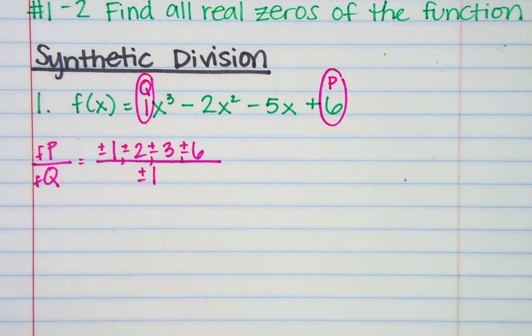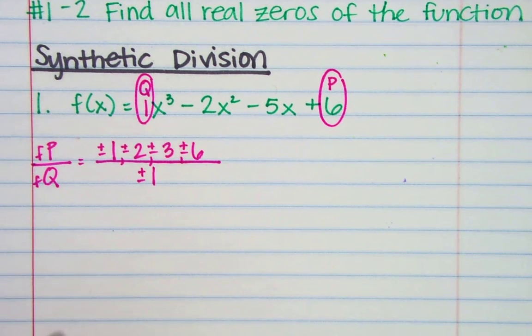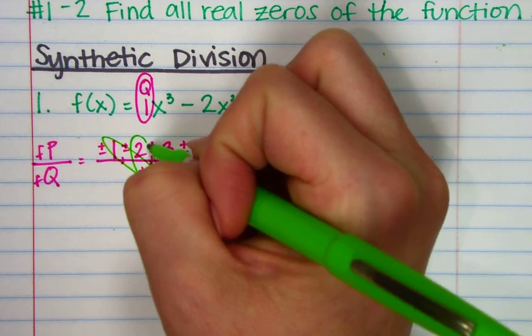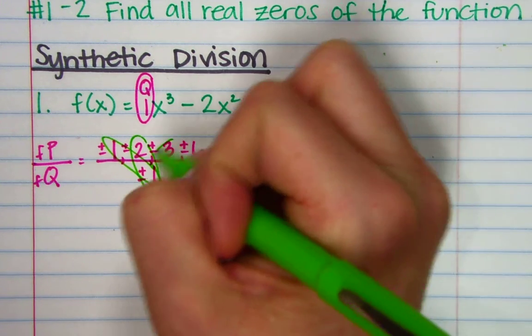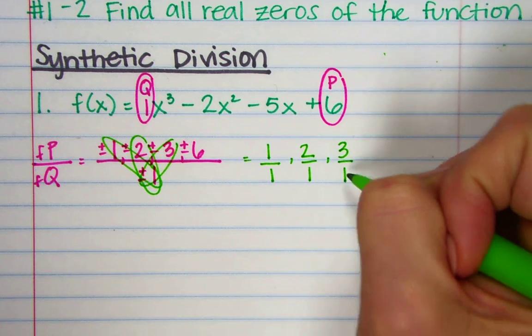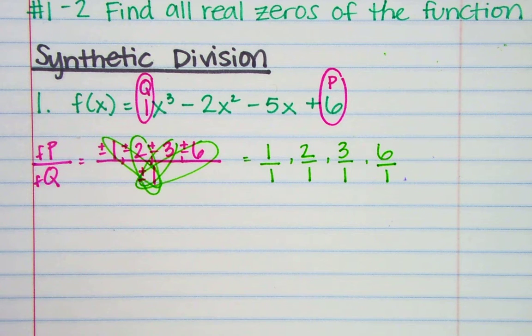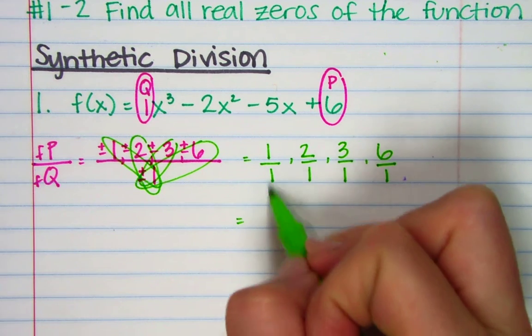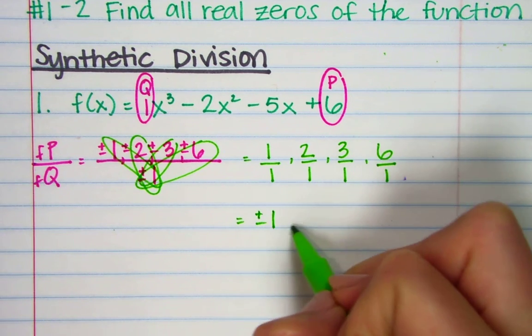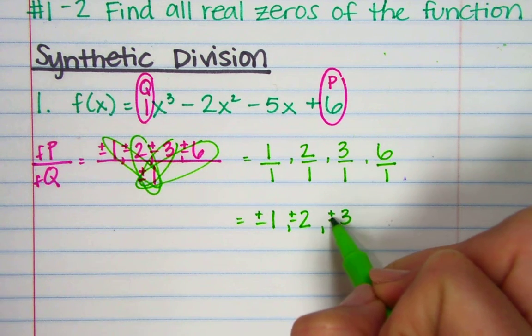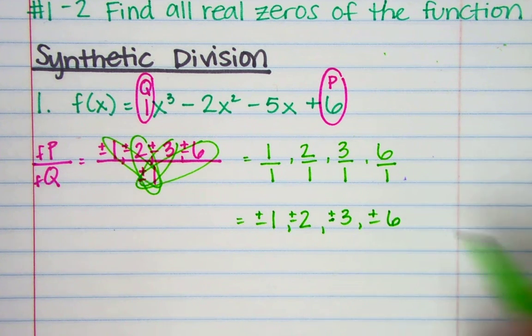Okay, so now to find our possibilities, we do all the combos of a number on top and a number on bottom that we can do. This should be pretty easy because it's 1 over 1, 2 over 1, 3 over 1, and 6 over 1. Those are our possible zeros. Again, always plus or minus. I'm going to reduce these as well. So 1 over 1, 1. 2 over 1, positive or negative 2. 3 over 1, positive or negative 3. And 6 over 1, positive or negative 6.